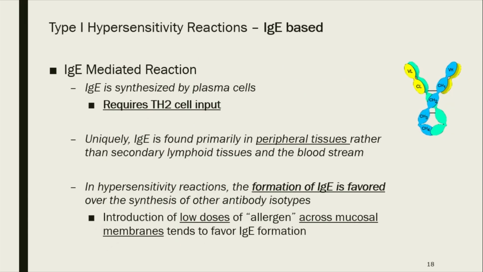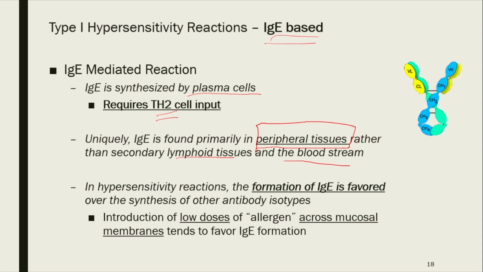Alright, type 1 reactions are IgE mediated. Okay, that is the key. IgE mediated. Let me switch to a pen. IgE is quite unique among the immunoglobulins. The main reason is that it is found in peripheral tissues, rather than in the secondary lymphoid tissues and in the bloodstream. They are still synthesized by plasma cells, and it requires Th2 cell input.